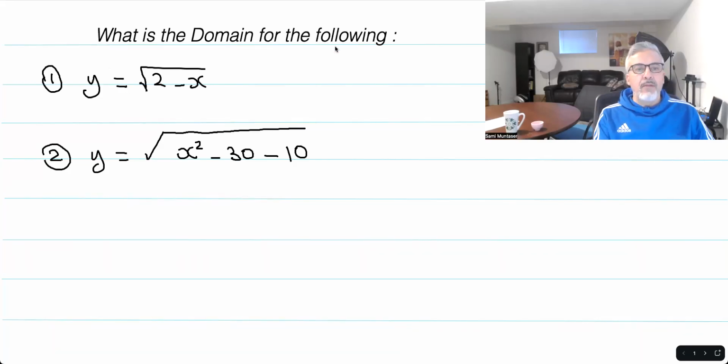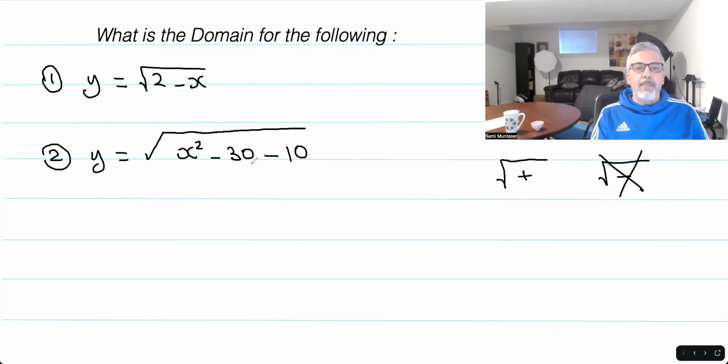So what's the domain of the following functions? Here we're dealing with the square roots of functions. We all know that I could always square root a positive number, but I cannot square root a negative number. So I cannot do a square root of negatives.